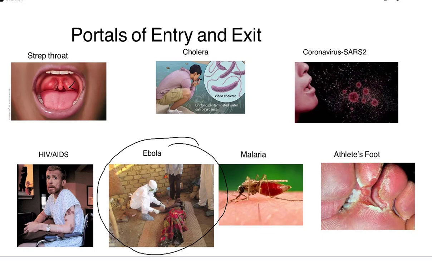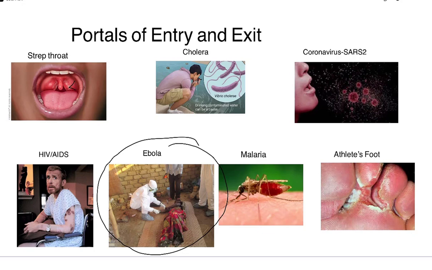So portal of exit. Portal of exit is going to be blood and any body secretion that's not urine or feces typically. So semen, breast milk, vaginal secretions, a little bit in the saliva, definitely in the breast milk, definitely in the blood. Not very much in the sweat, although it has been detected in the sweat before.